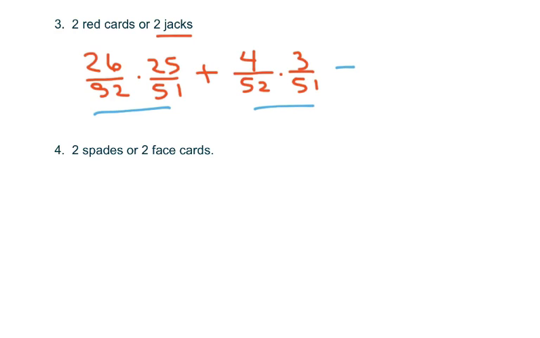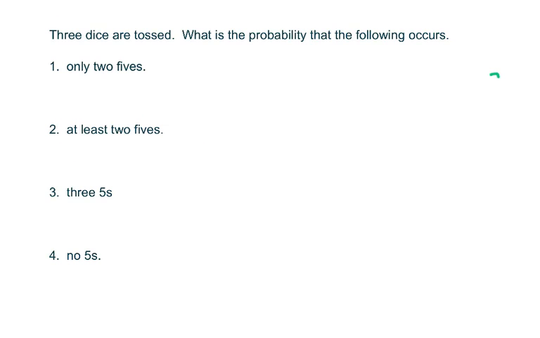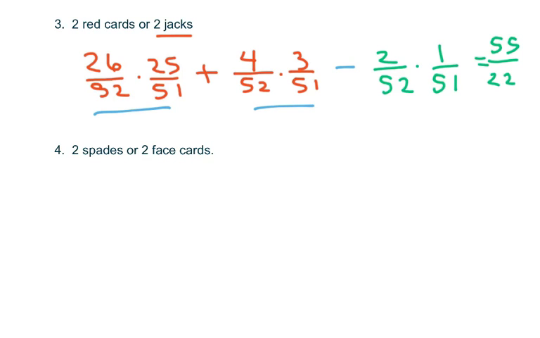You're not just going to subtract. This would be wrong. Okay? You have to subtract it out as if it's without replacement. So that would be 2 over 52 times 1 over 51. All right? And then when you multiply all that out, you get 55 over 221. Okay? Same thing with the spades.